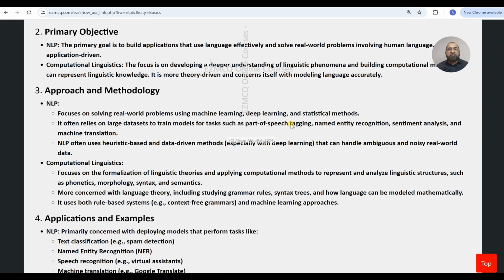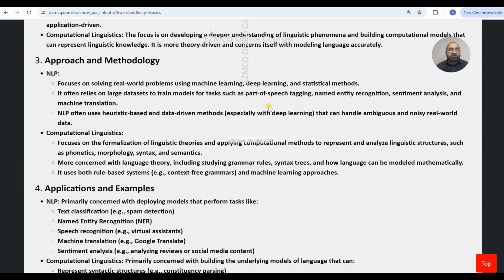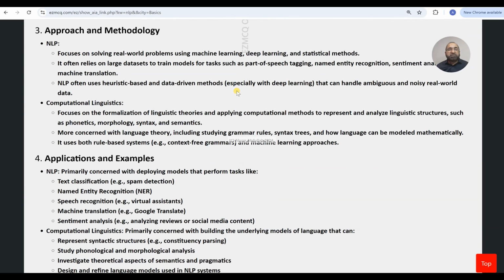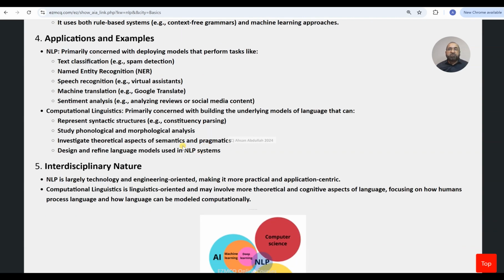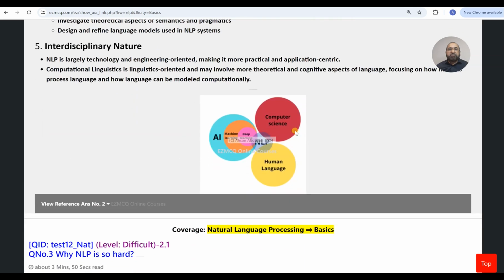The approach is very different. We have part of speech tagging, we have named entity recognition, we have different models, we have language models, and the list goes on. But the approach or the methodology of computational linguistics is different. Working with grammars and syntax trees, we will also be working with syntax trees, but the focus and the objective will be different. And the application examples are many and different: text classification, spam detection, parsing, and so on.